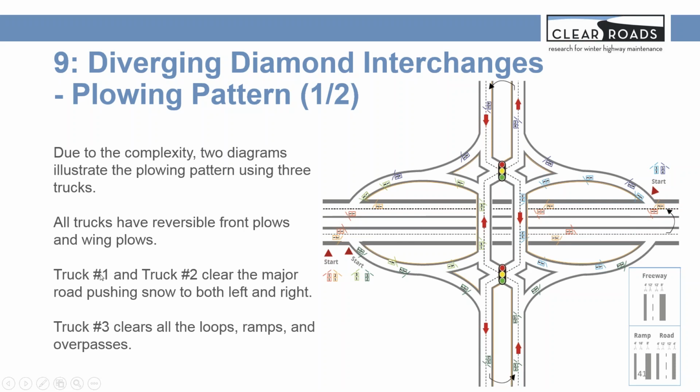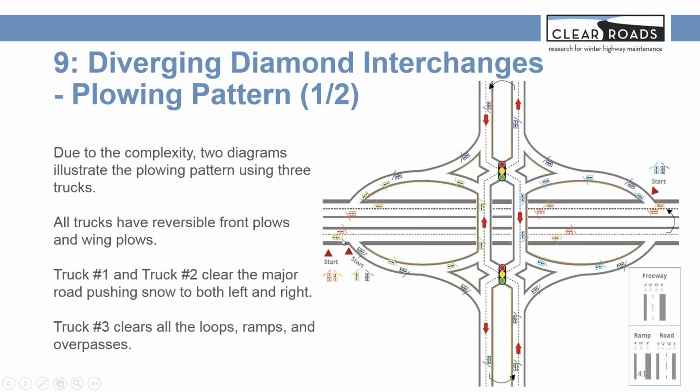We start from truck number 1 and number 2, starting from the west end. Number 1 uses front plow and left wing, pushing snow to the left to clear the left lane. And number 2 uses front plow and right wing plow to clear the right lane. They continue, proceed, and turn around to clear the other direction and turn around. So they finish the major road.